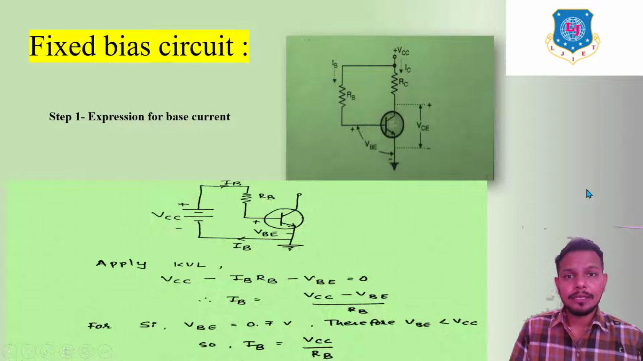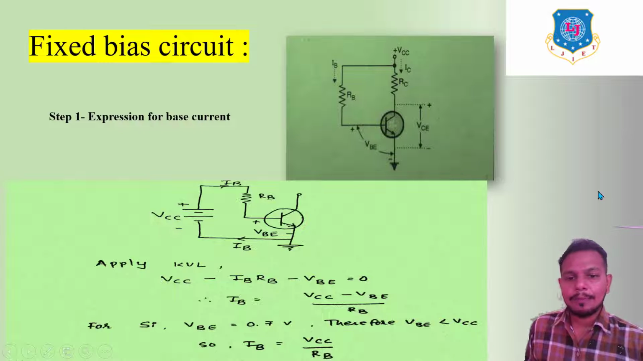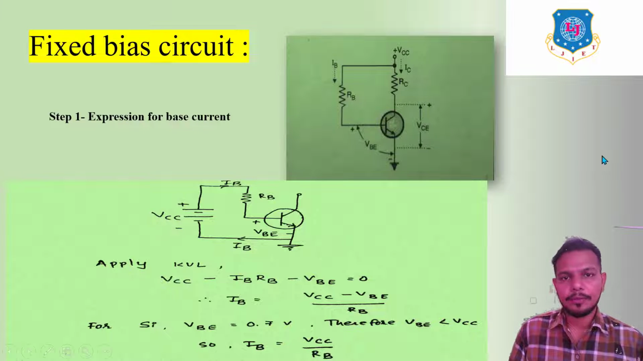Now VBE for silicon is 0.7 volt, and for germanium it is 0.3 volt. Comparatively, VBE is smaller than VCC, because VCC value is 5 volt, 10 volt and so on, whereas VBE is equal to 0.7 volt. That's why VBE is less than VCC. So we can neglect this value and it becomes IB is equal to VCC upon RB. That is your expression for IB, the base current.